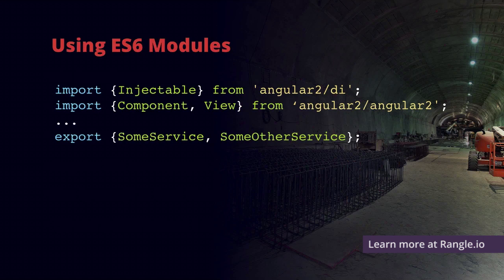This is the way ES6 modules end up looking. At the top of your file, you import something. This is how almost every Angular file of yours is going to look. You're basically saying, let's import Component and View. Remember, those are the component and view annotations from Angular 2. And then in the end, you will maybe export some service, or maybe export some controller, or maybe just go ahead and bootstrap your application.